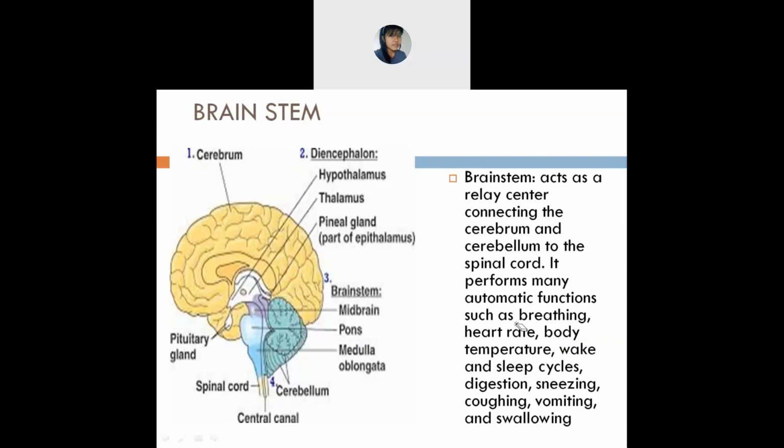All right. So sneezing and coughing, then vomiting, swallowing, all these automatic things, whatever just happens automatically, are controlled by the brainstem. With the help of the brainstem, you can perform all these activities. Is it clear, everyone, about the brainstem? Yes, ma'am. Okay. Please don't forget, huh?